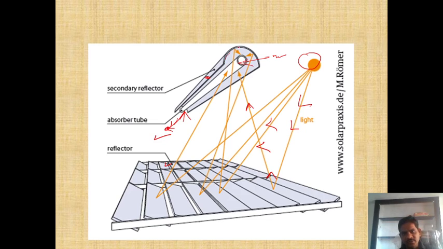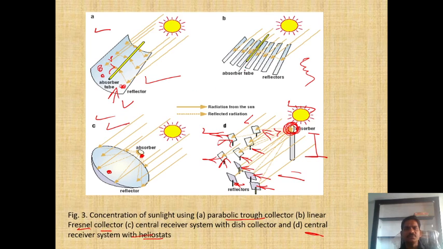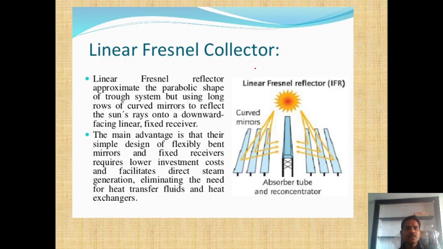And there is also another secondary reflector used, means if the radiation is incident here, then from this portion it is reflected back here, so that is called the Fresnel lens type of collectors. Inside there is an absorbing tube, and surrounding it there are a number of reflectors, that's why it is called the linear Fresnel collector, guys. Then along with this, if you observe, here is another linear Fresnel collector. The linear Fresnel reflector approximates the parabolic shape of the trough system, but uses long rows of curved mirrors to reflect the sun rays onto a downward facing linear and fixed receiver.